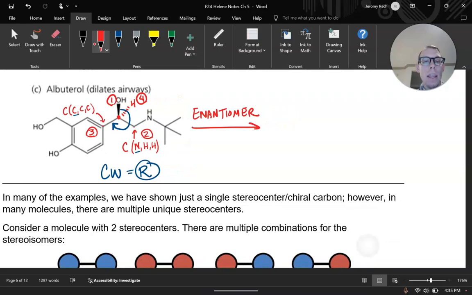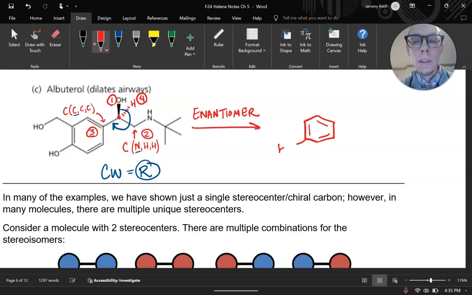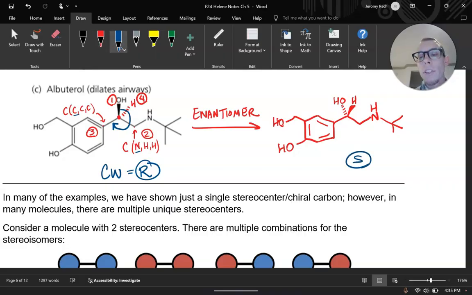So if I wanted to draw in the enantiomer of this molecule, I would draw everything the exact same: OH, NH. So there's all my base. The only thing I'm going to do different is change my stereochemistry. So I'm now going to have a wedge for my hydrogen and then a dash for my alcohol. The stereochemistry for this is now going to be an S because I've changed my wedges and dashes.